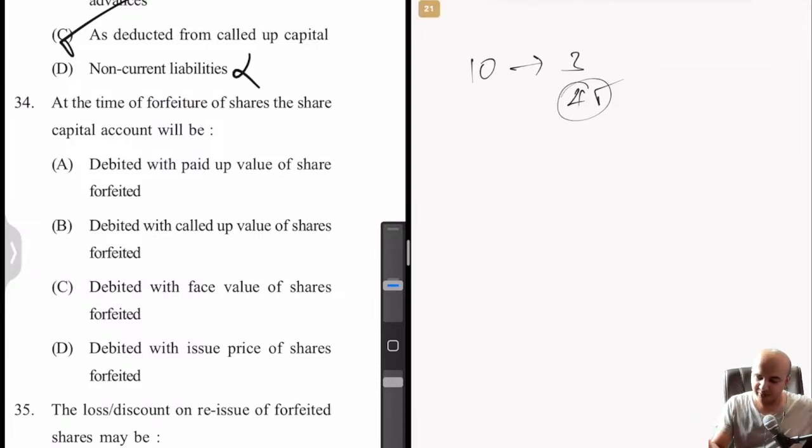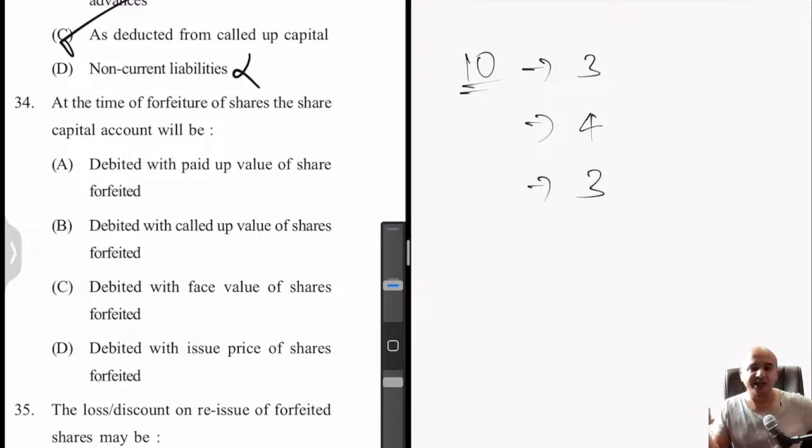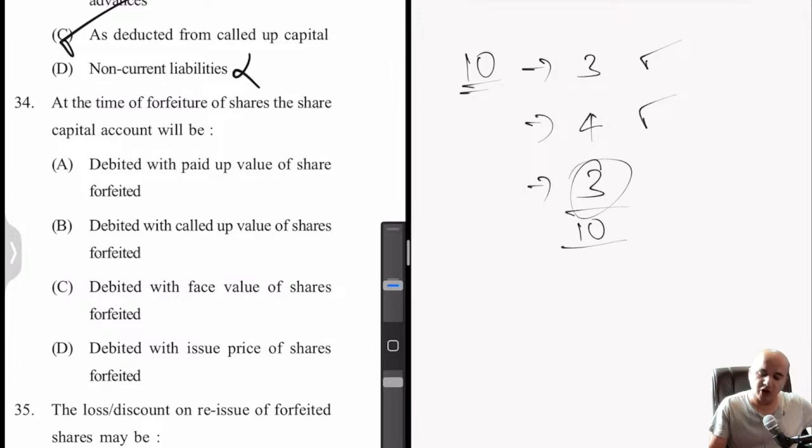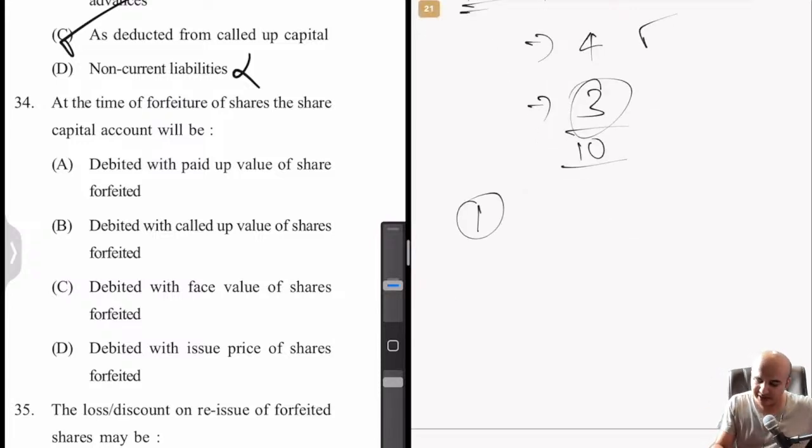Okay, let me explain to you with an example. That way it's easier. Let's assume that the issue price is ₹10 and the application price is 3, allotment is 4, and first and final call is 3 again. So in total 10 rupees, no premium, nothing is involved in this. Now some shareholder has paid application money and allotment money also, but ultimately they did not make the payment of call money, first and final call, 3 rupees. Now this shareholder's share is being forfeited. Let's assume that the shareholder has only one share. That means how much is paid by the shareholder? 7 rupees is paid by the shareholder.